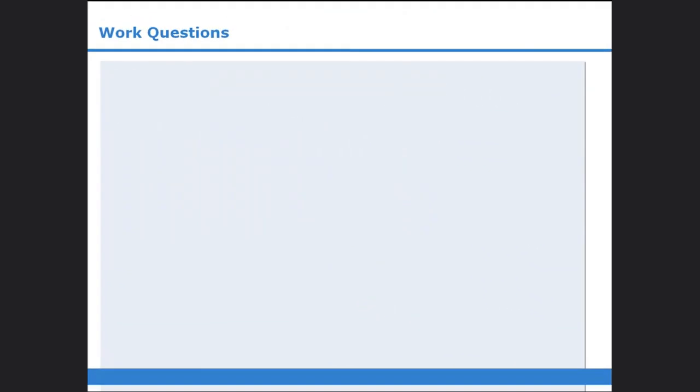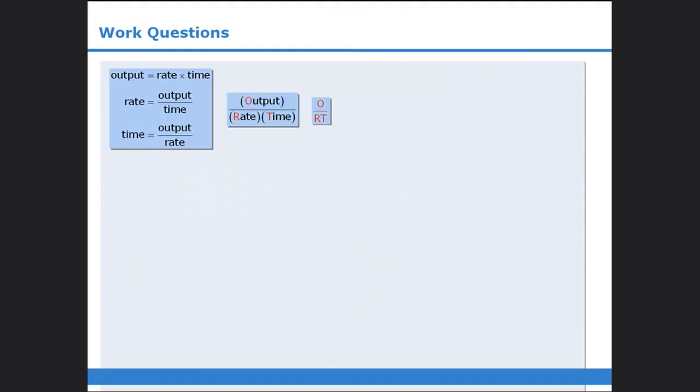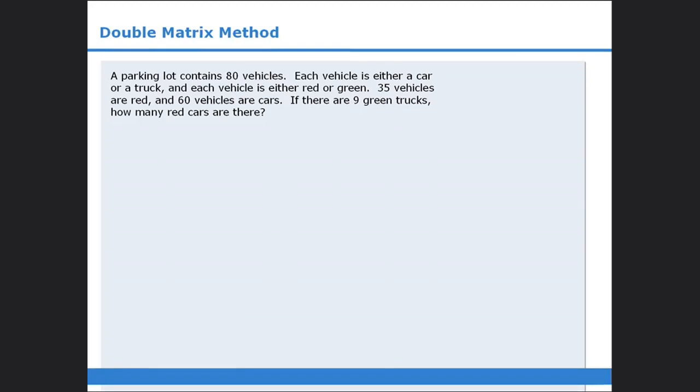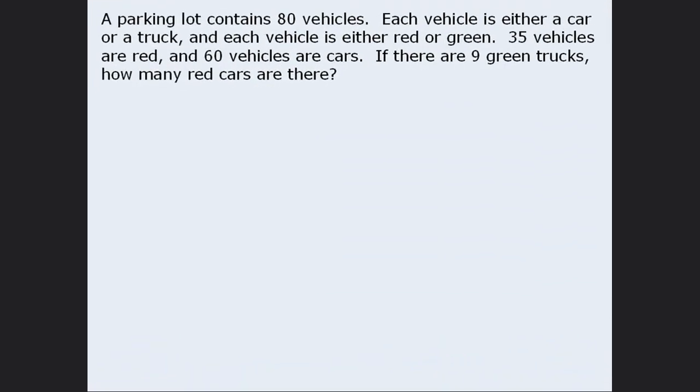Alright, let's summarize. In this lesson, we learned 3 formulas related to work. We learned that when solving work problems, we should typically begin by finding the output rates of all machines or workers involved, and we learned that we should add output rates when there are 2 or more people or machines working together. In this video, we will examine a technique often referred to as the double matrix method.